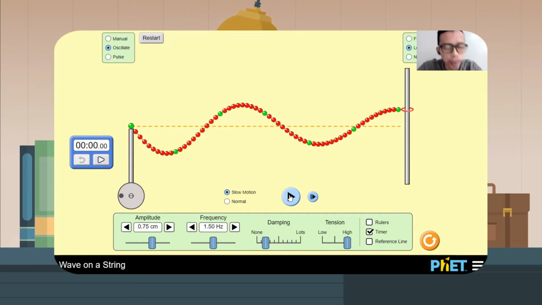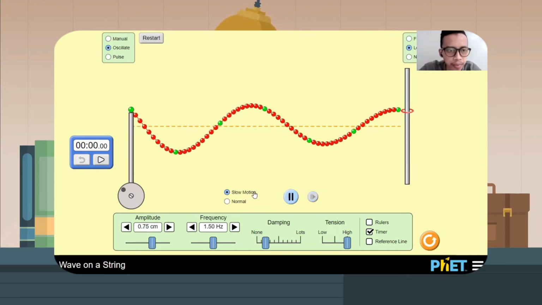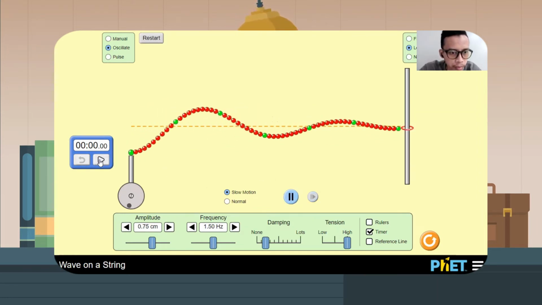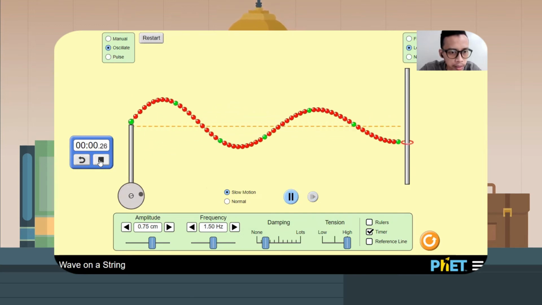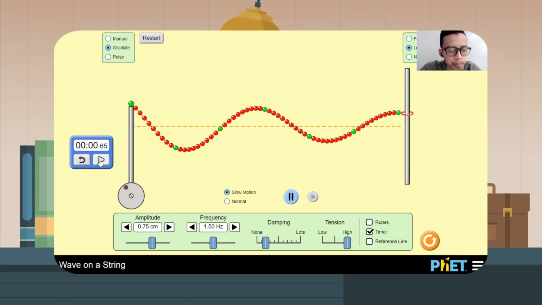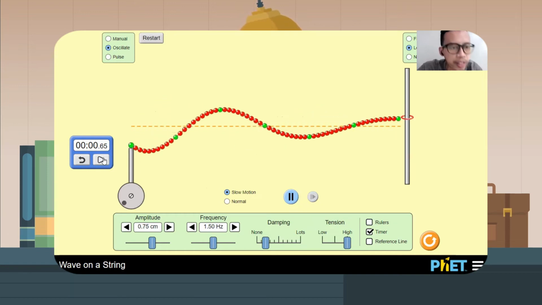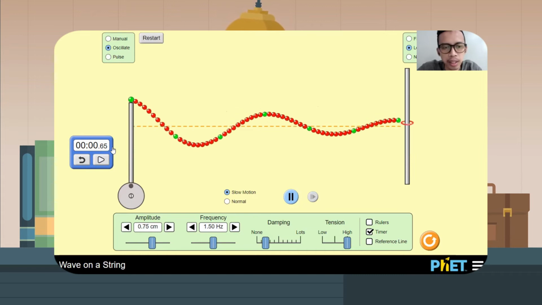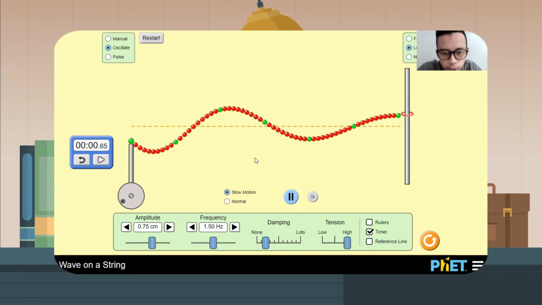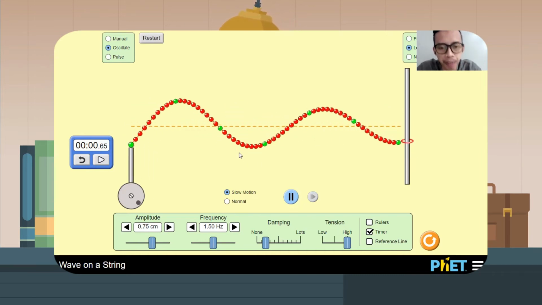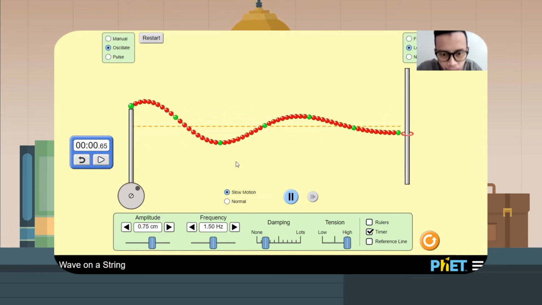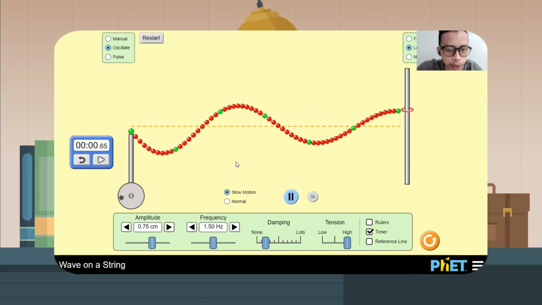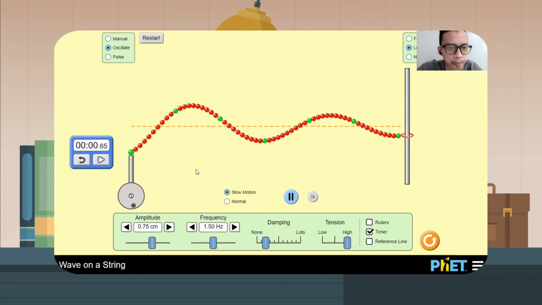Let's see. I will start and stop when this green ball has made one oscillation. Start. Stop. It's around 0.65. Maybe it's too fast for us to identify. Oh, actually we already used the slow motion mode here.